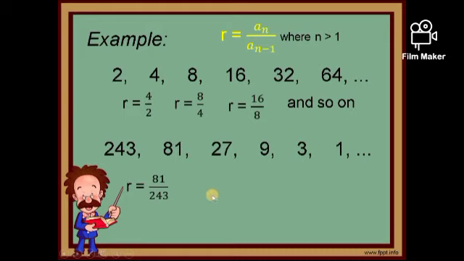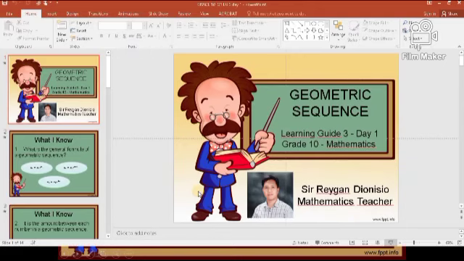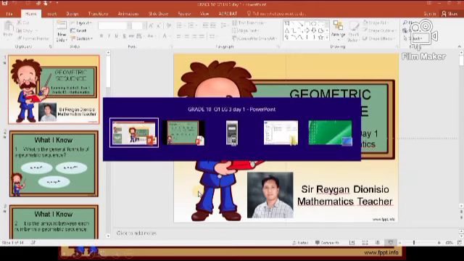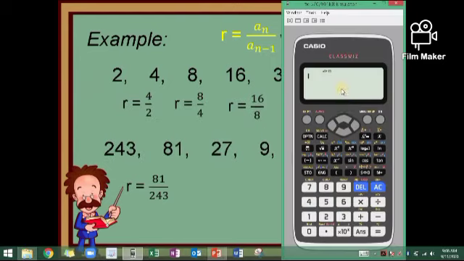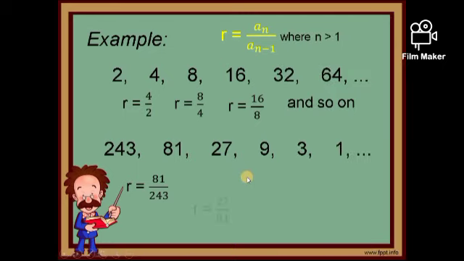Now, you can use calculators also to verify your answer. So let's use the calculator. 81 divided by 243 is equal to, there you go, this is 1/3. So the next one, third term over the second term, 27 over 81 is also 1/3. 9 over 27 is also 1/3. 3 over 9 is also 1/3. 1 over 3 is absolutely 1/3, and so on and so forth.